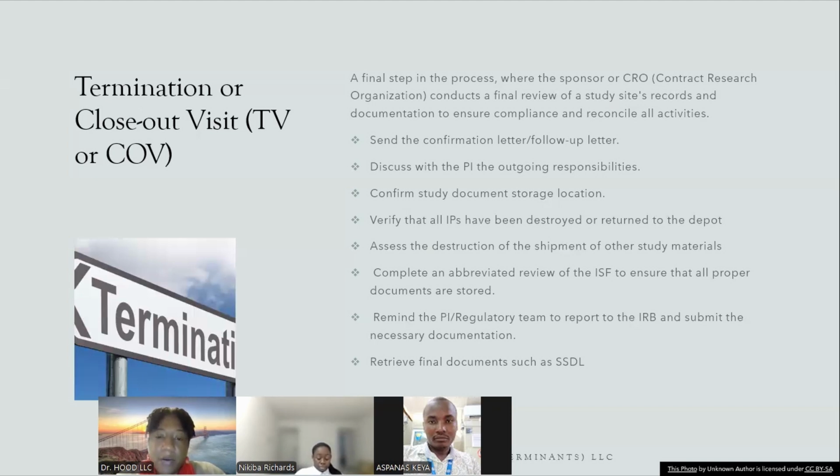You've got to remind the PI or the regulatory team to report to the IRB all necessary documentation. So you let them know that the study is closing at this site and you need to close out also at the IRB. That form usually will happen after your closeout visit. Some people will not close out at the IRB until they get their final payment. So if there's a payment issue, discuss that with the PI so you can get the information to the necessary people to make sure the site is paid in full before they close out at the IRB.